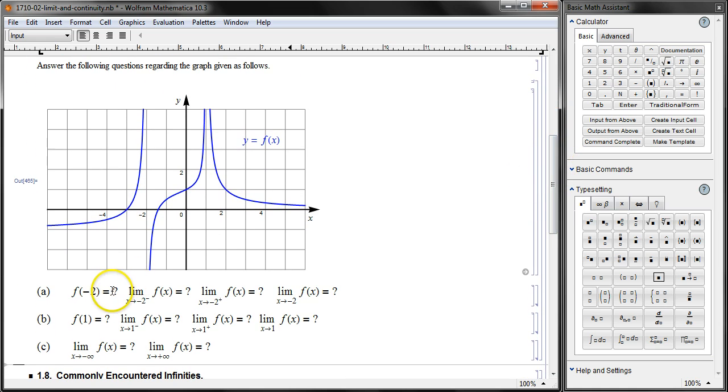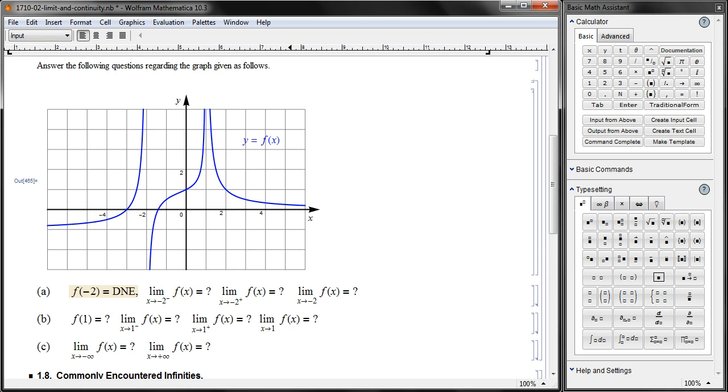First, what's the function value when x is equal to -2? X equal to -2 is up here. And on this vertical line, do you see any part of the graph? Any dot, any crossing? Nothing here. If it had been here somewhere, then you could have selected that point, but nothing there. So we say does not exist.